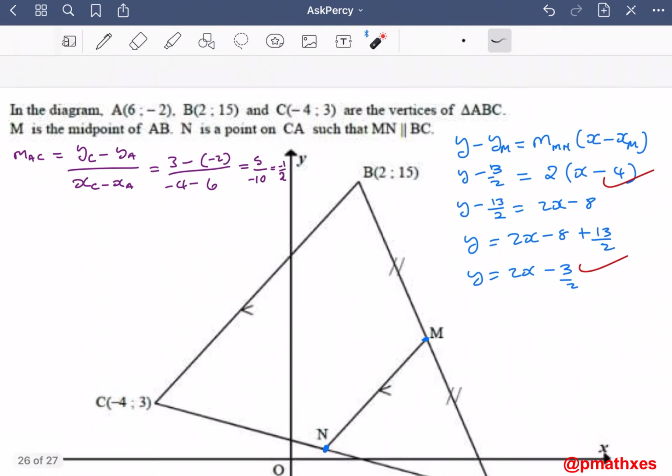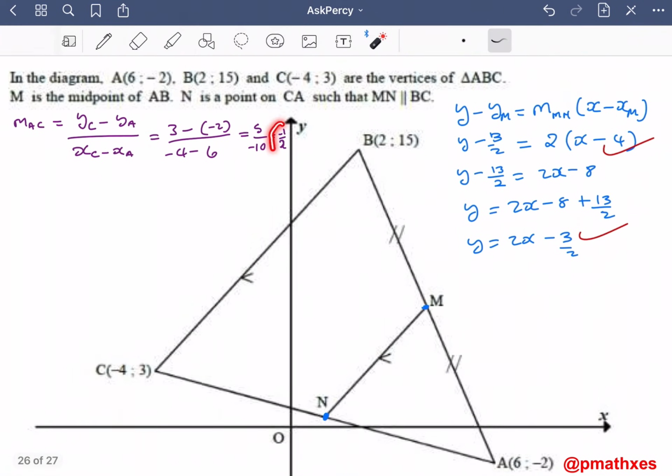Now you can already see that the gradient of AC is negative, so that's why it is going down like that. The gradient of BC is positive, so that's why it should go up like that. That's why the line BC is going up like that, right? The gradient of AB, you can calculate it yourself and you're going to get a negative. How do I know it's negative? Because the line AB goes down like that.